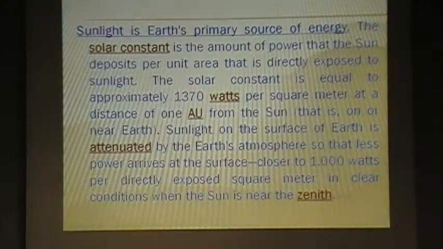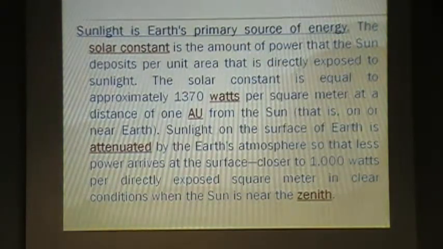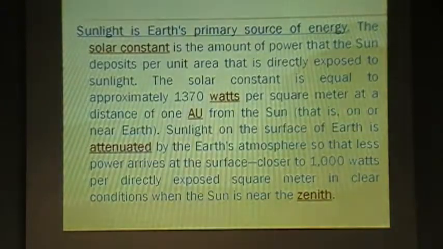That's right. Sunlight is Earth's primary source of energy. Primary source. All of the energy on this planet is derived from the sun. That's supposed to teach us something. Okay? The solar constant is the amount of power that the sun deposits per unit area that is directly exposed to sunlight. The solar constant is equal to approximately 1,370 watts per square meter at a distance of 1 AU from the sun. That is on or near the earth.